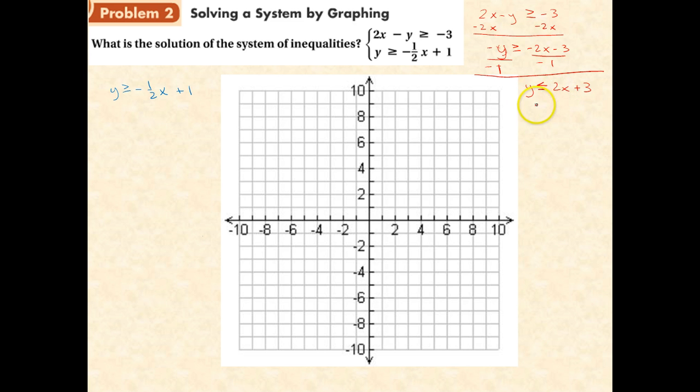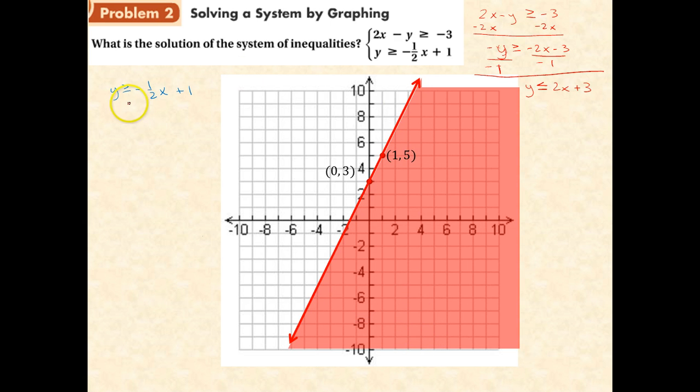So let's graph y is less than or equal to 2x plus 3. So my y-intercept is 0, 3. And my slope is 2, which is 2 over 1. Up 2 over 1. And then it is a solid line because it's less than or equal to. And y less than means shade below.